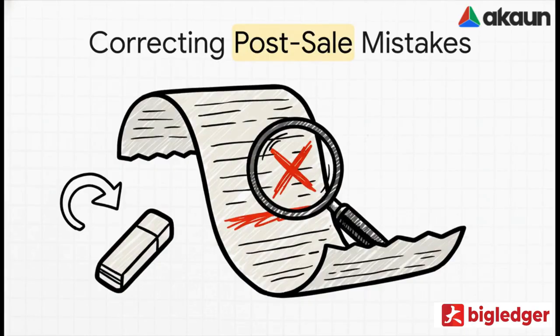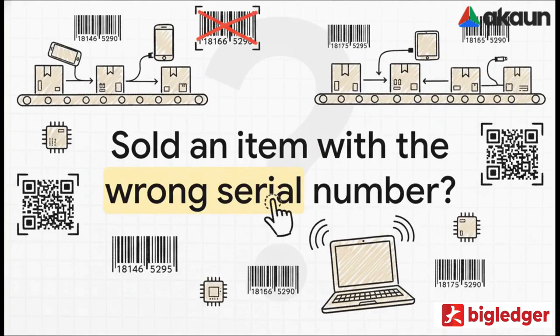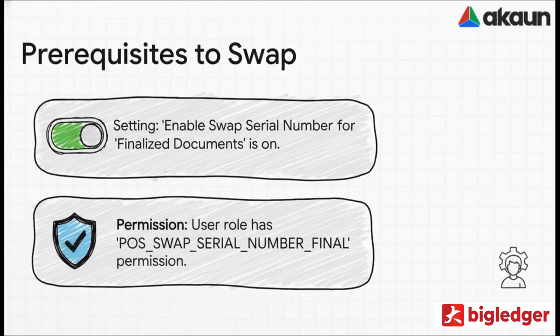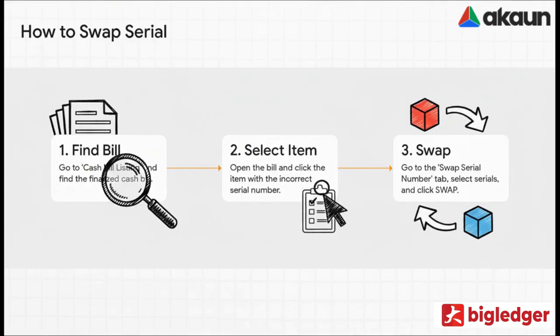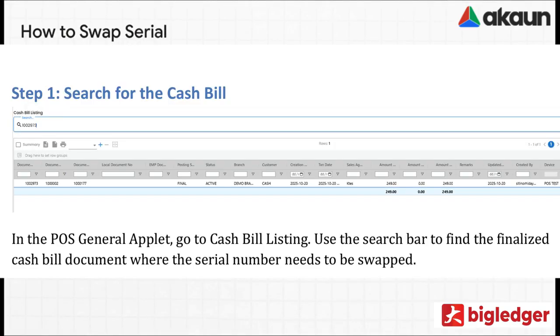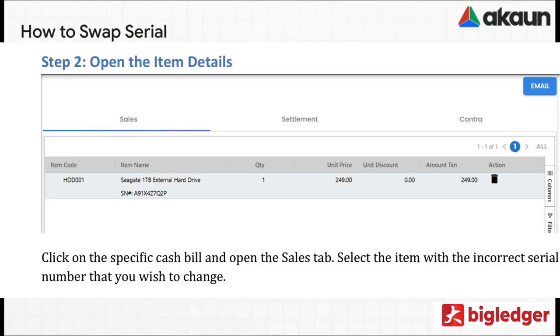All right, Section 2. Let's talk about fixing mistakes after the sale is already done. Oops. Like, what if you sold something with the wrong serial number? Happens all the time, right? Well, before you can fix it, an admin needs to enable these 2 specific permissions for you. The fix is actually pretty easy. Find the bill, click the item, and just swap the serials.